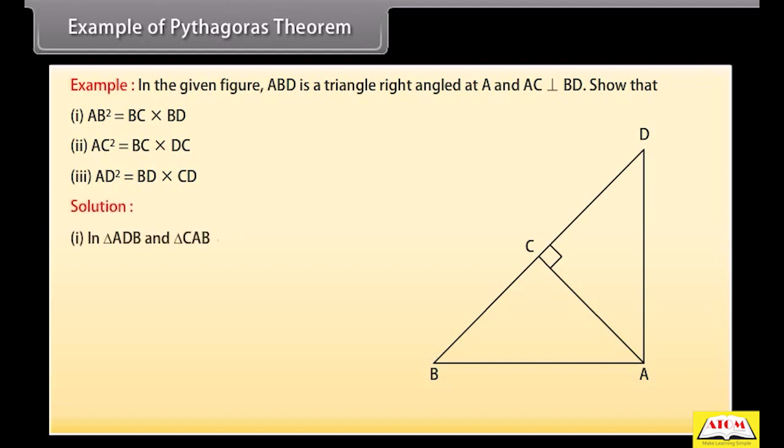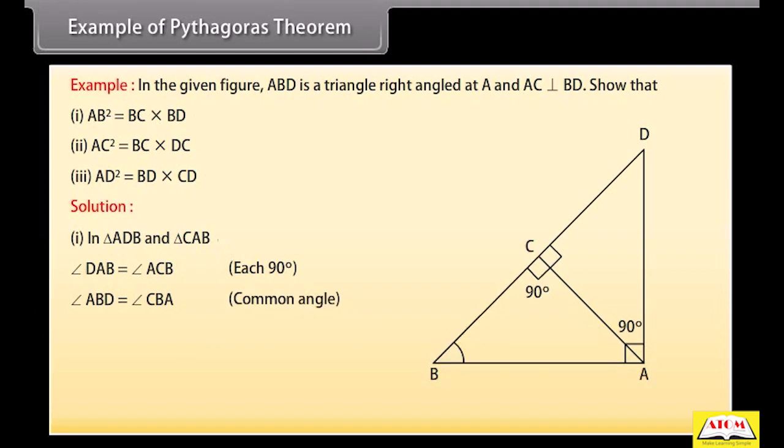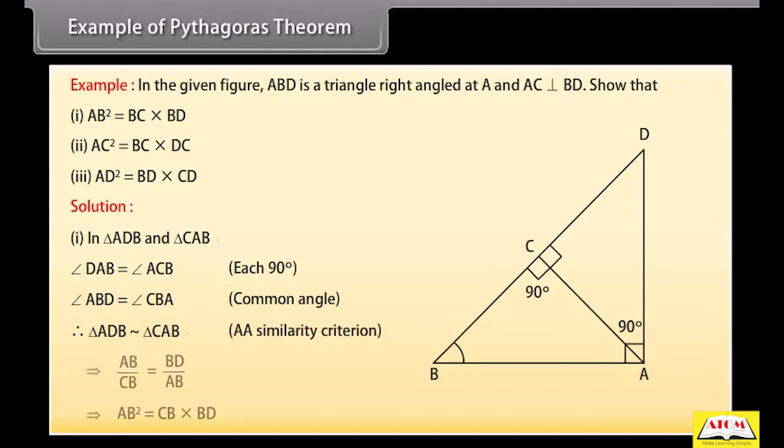Solution. 1. In triangles ADB and CAB, angle DAB equals angle ACB, each of 90 degrees. Angle ABD equals angle CBA, common angle. Therefore, triangle ADB is similar to triangle CAB by AA similarity criterion, which implies AB square is equal to CB into BD.